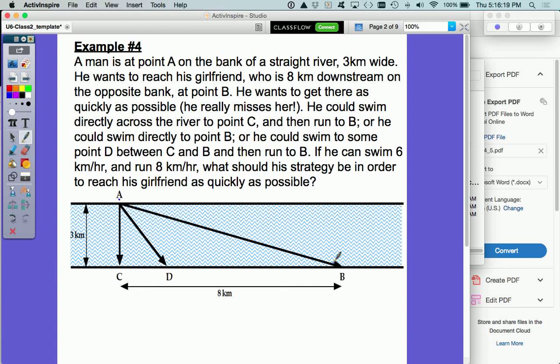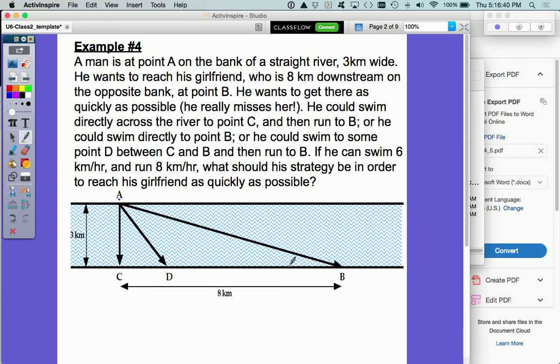Now, imagine that he can run a little bit faster than he can swim, but not too much. Then it's not going to make sense for him to go all the way across the river and then run all this distance, because it's quite a bit shorter if he goes straight from A to B. But if he can run faster, he probably wants to spend a little bit less time in the water, so maybe instead of landing at B, he lands over here somewhere.